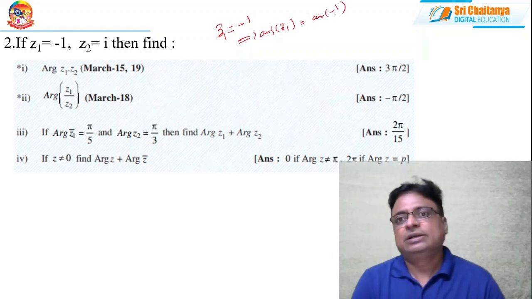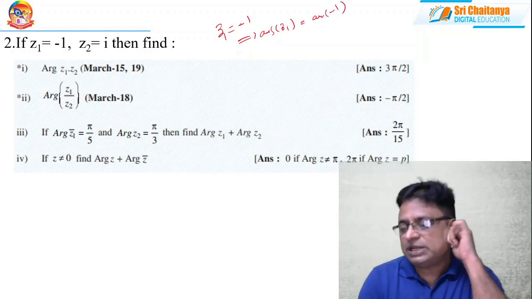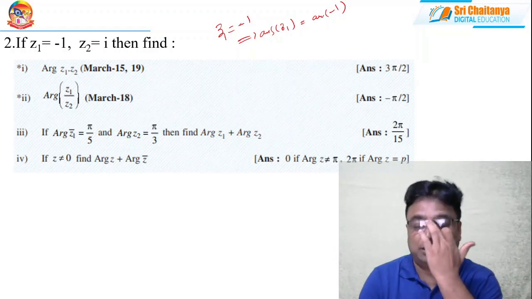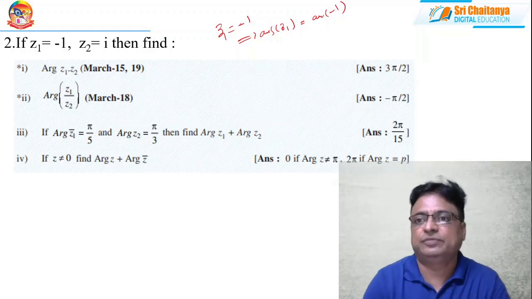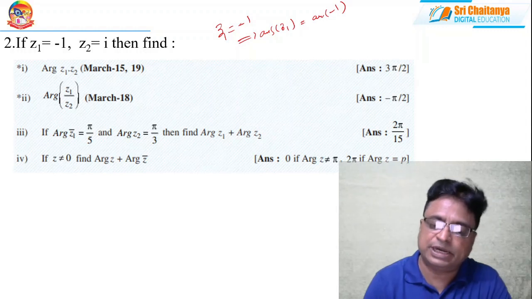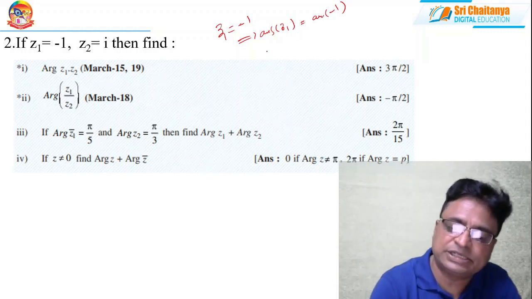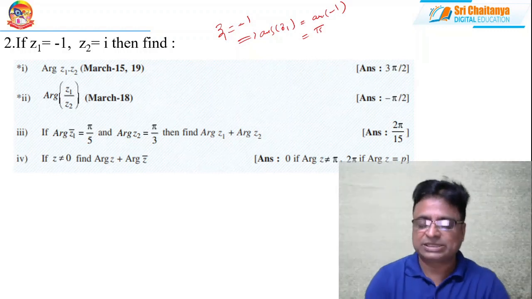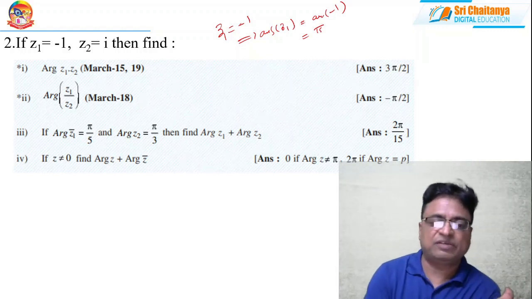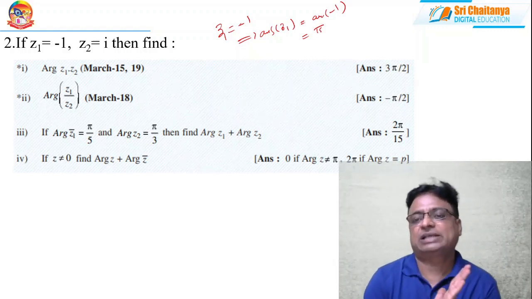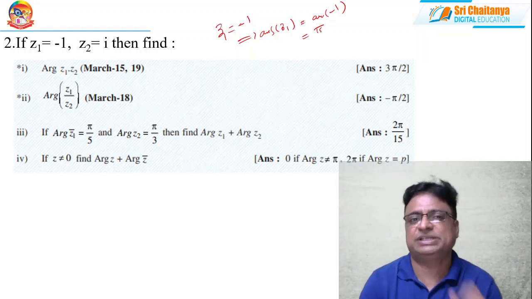Since it is purely imaginary and purely real, and the real part is negative. It is purely real and the real part is negative. So the argument of Z1 is nothing but pi, because every such complex number is on the left of the x-axis. That's why. It's a common sense point.